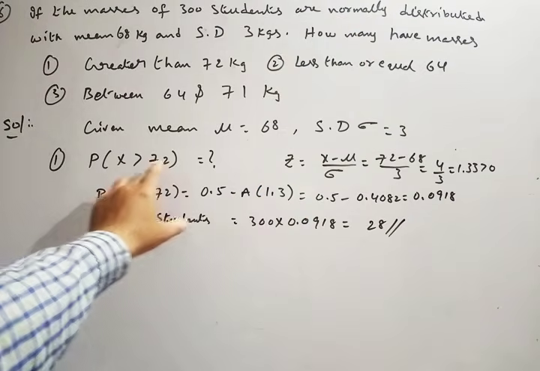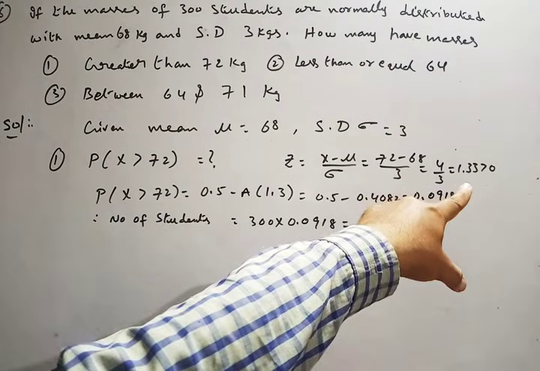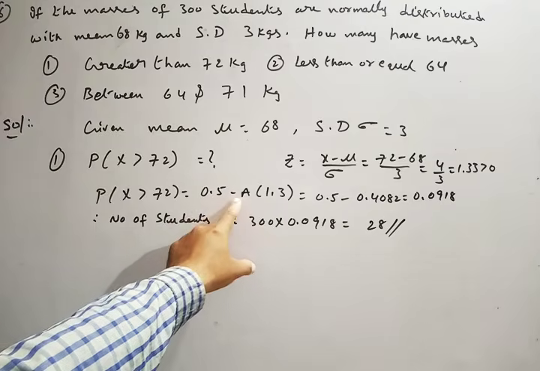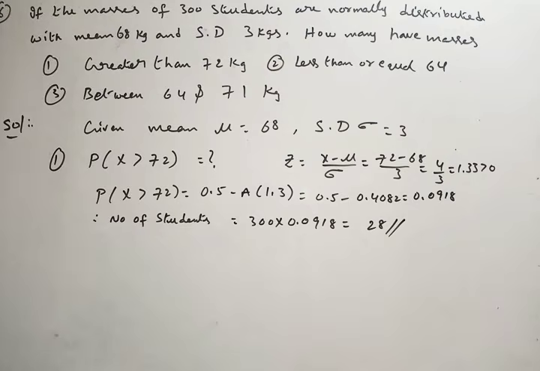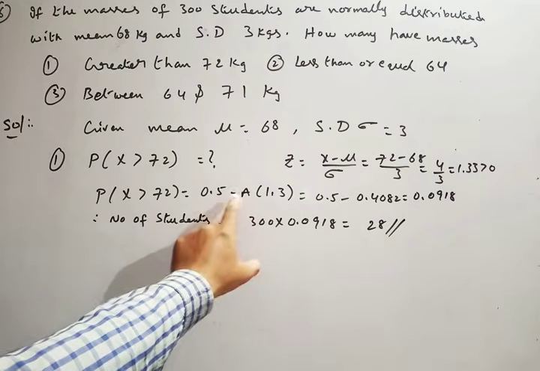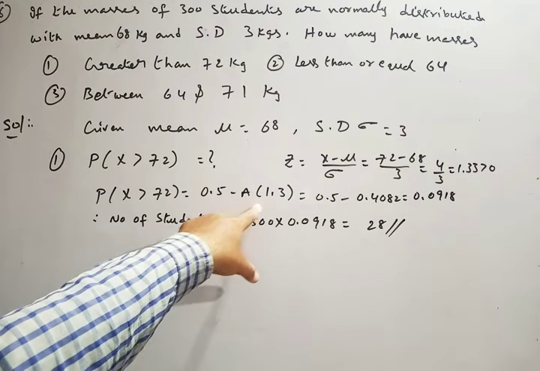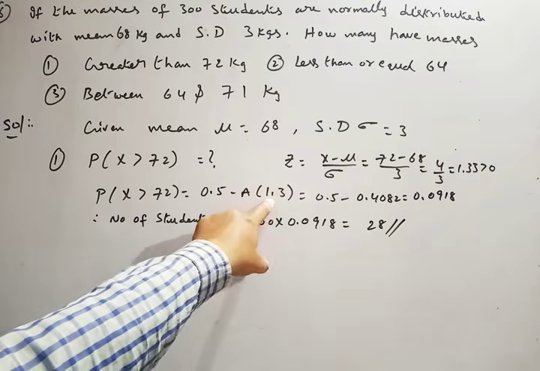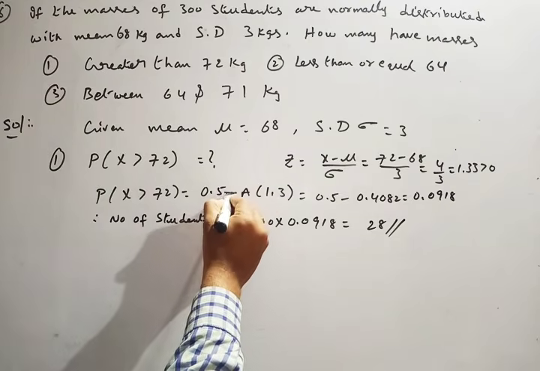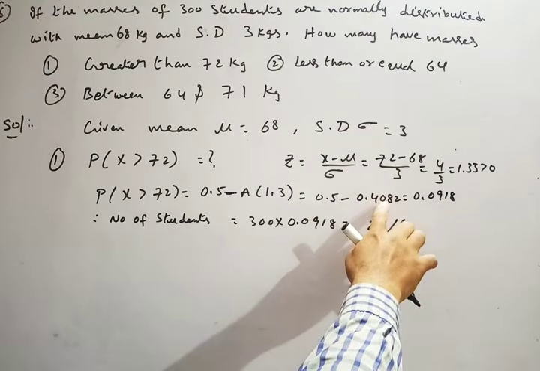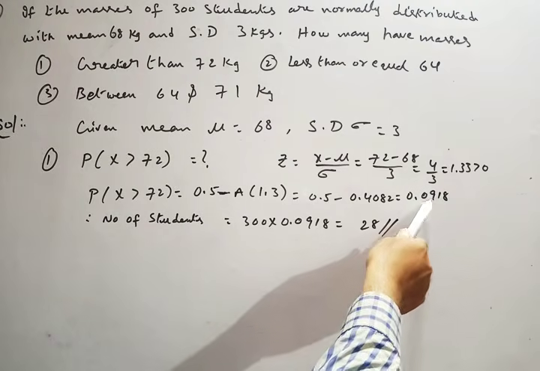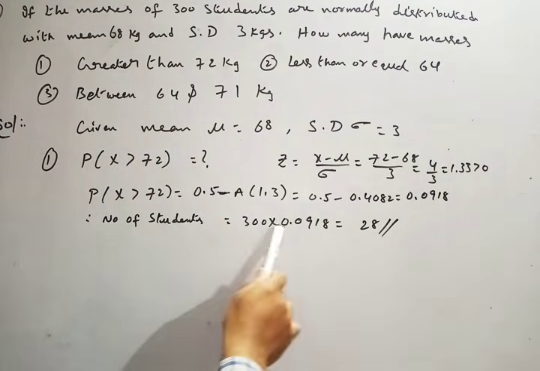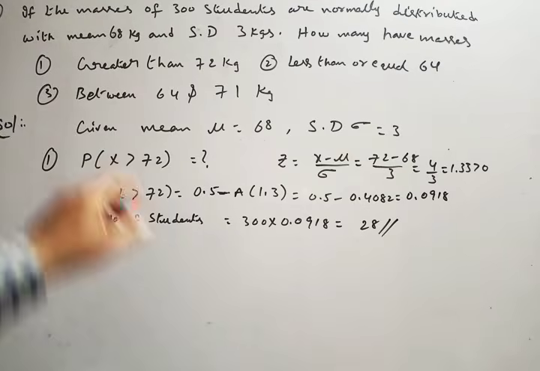We have cases when we have to calculate greater than. If Z value is greater than 0, then 0.5 minus area of Z1. If Z is less than 0, then the formula will be 0.5 plus area of Z1. So area of 1.33, this value is from the normal distribution table. So 1.33 value is how much? 0.4082. So substitute in that. So we got 0.0918. Total students 300. So multiply by 300, you will get the number of students who have masses greater than 72.